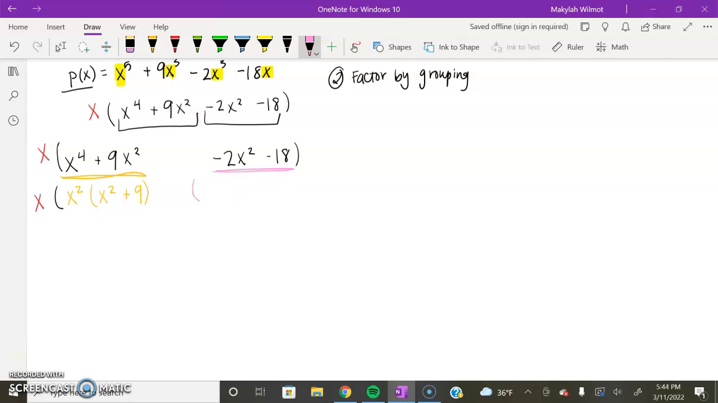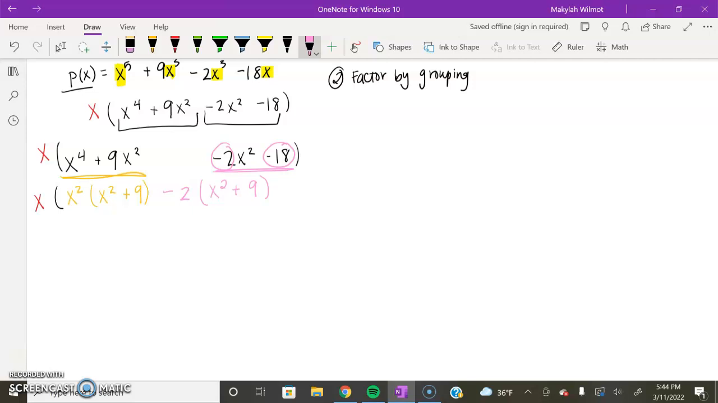So then with this one, remember above whenever I said that we want to always try to get out negatives, that's what we're going to do here. So we're going to take out negative 2, and that's all we can take out. So negative 2, that leaves us with x squared. Once we factor out a negative 2 out of 18, that leaves us with positive 9.